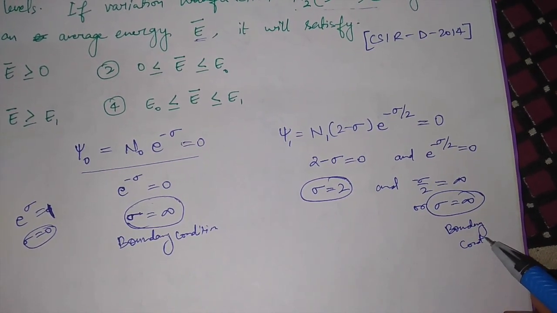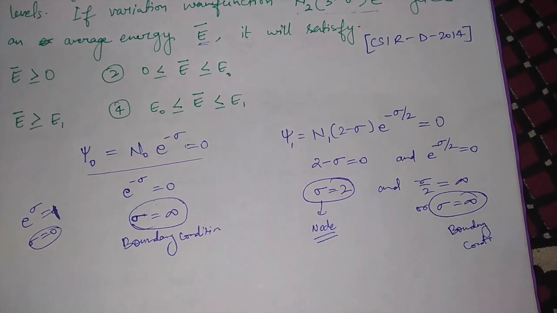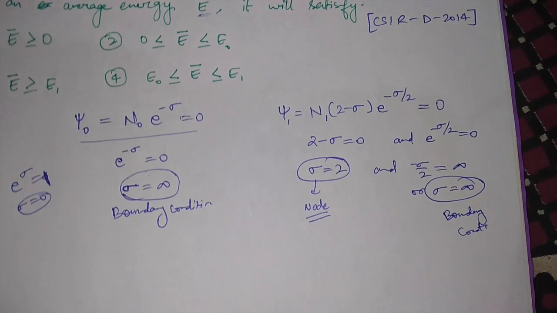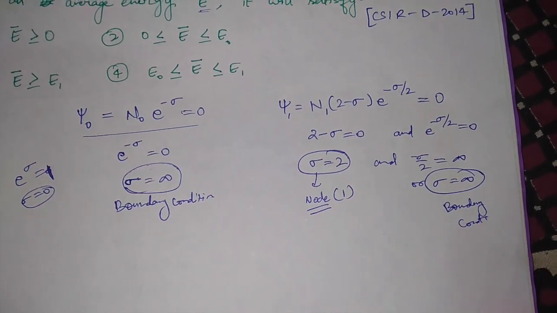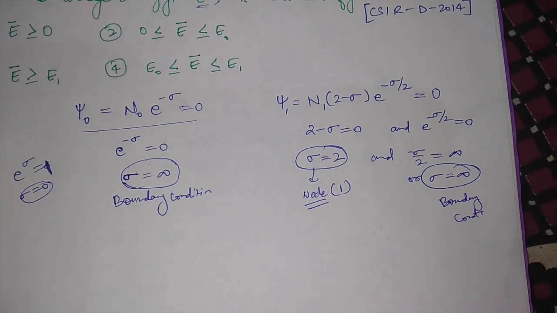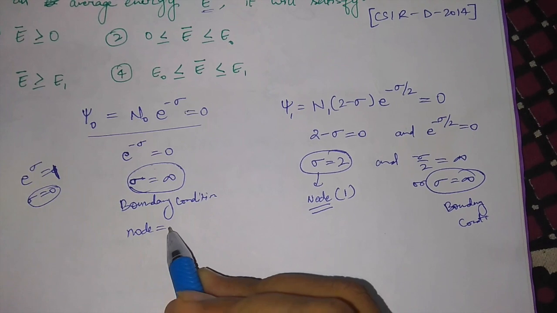But this is a node, right? This is a node. So for your excited state, how many nodes did you get? You got one node at sigma equals 0. And for the ground state you are getting 0 nodes.